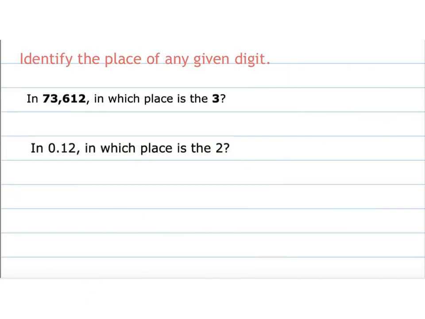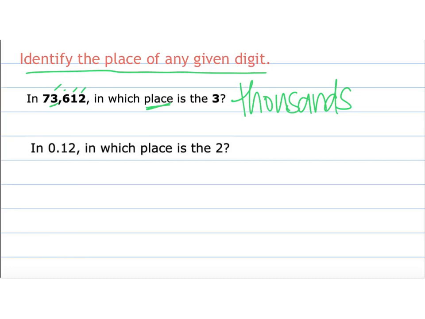Okay, so write down this part, identify the place of any given digit. So write that down. And then our 2 questions here. Okay, so the first question, in 73,612, in which place is the 3? So when we're talking about place, we're talking about the tenths, the hundreds, the thousands, things like that. So the 3 is right here. Ones, tens, hundreds, thousands. So it's in the thousands, ends with an S because it's in front of the decimal, the thousands place.